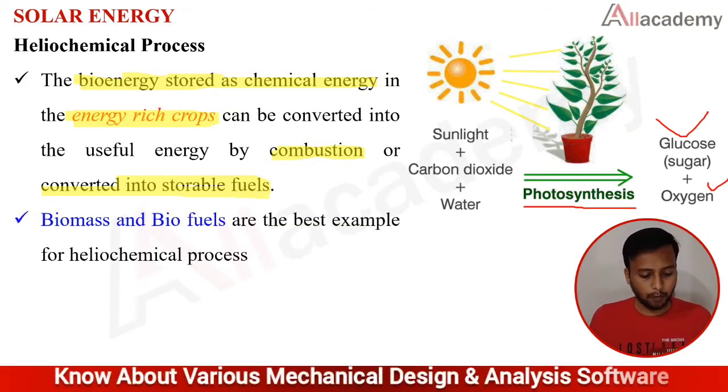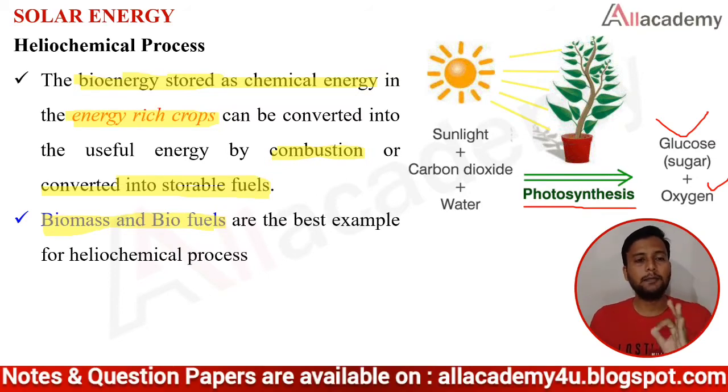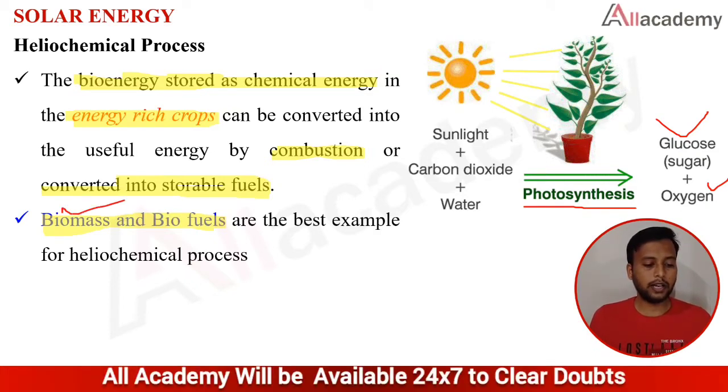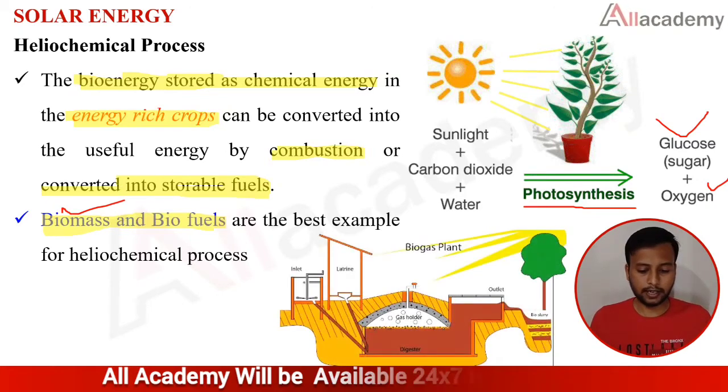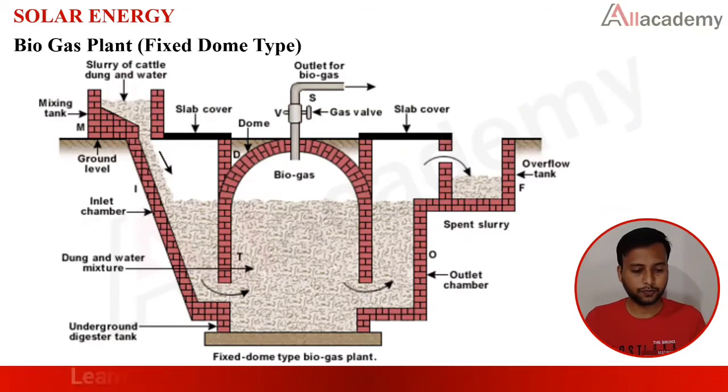So now, biomass and bioenergy. Biomass and biofuels are the best examples of the heliochemical process, where sun energy is utilized into chemical energy. Let us discuss in detail how solar energy is helpful to biomass. Here is an example that shows a biomass plant, which we are going to discuss in detail now.